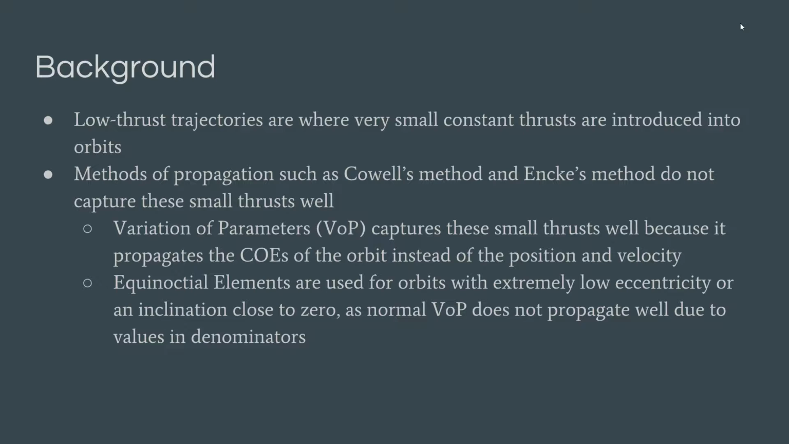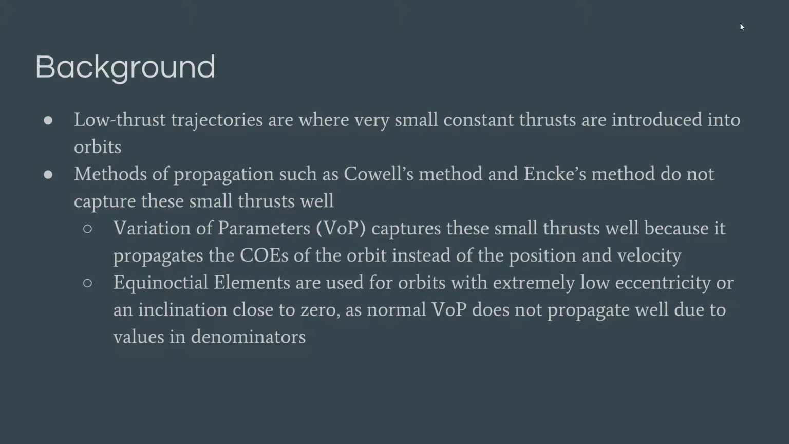Methods of propagation such as Cowell's method and Encke's method that are traditionally used in other orbital propagations do not work with low thrust trajectories because these small thrusts are eaten up in the errors in the propagation functions. So variation of parameters is used instead because it captures these small thrusts very well. It propagates the classical orbital elements of the orbit instead of the position and velocity.